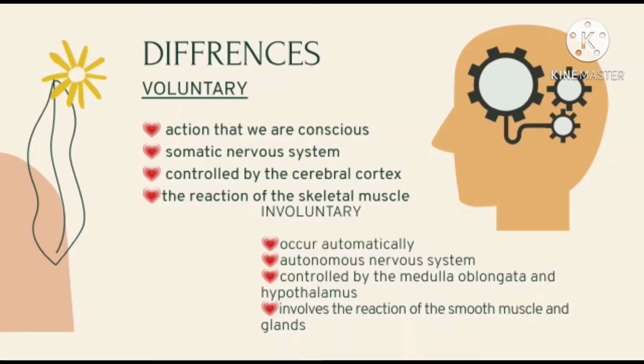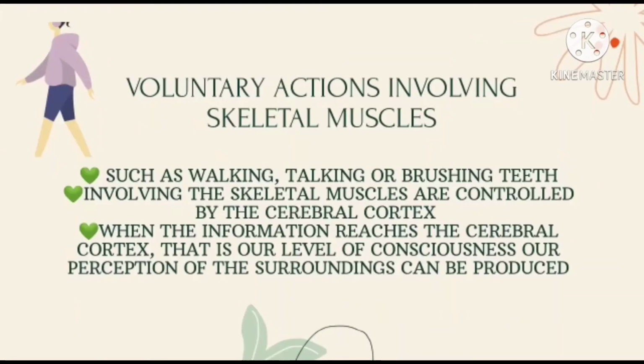Voluntary action is an action that we are conscious of, involving the somatic nervous system and controlled by the cerebral cortex. Voluntary action involves the direction of our skeletal muscle. Meanwhile, involuntary action occurs automatically and involves the autonomic nervous system, controlled by the medulla oblongata and hypothalamus.